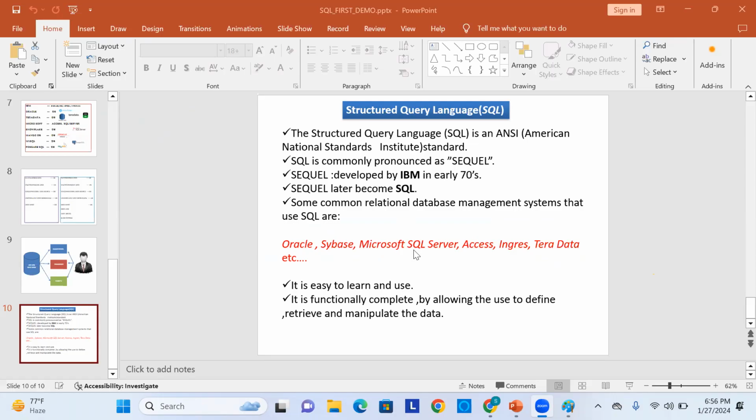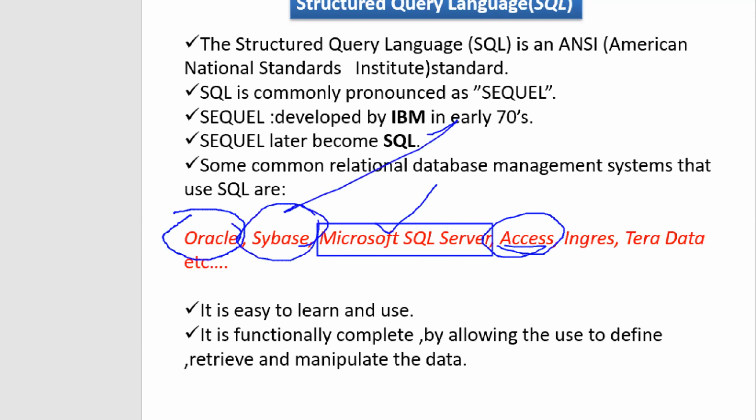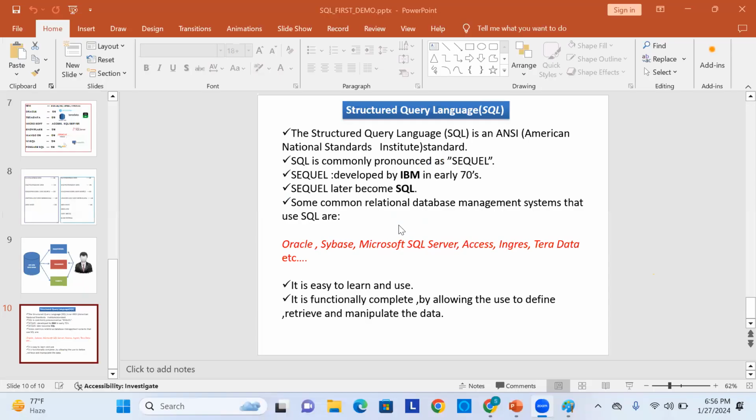For example, we learn SQL with Microsoft SQL Server. Once we learn SQL with Microsoft SQL Server, then we can work with Oracle also, and we can work with Access also, or Sybase also. It is the same SQL part only. Best example: before learning, we select a comfortable bike, with that bike we learn the driving, and then after that we go for other bikes in the real world. Same way here also.